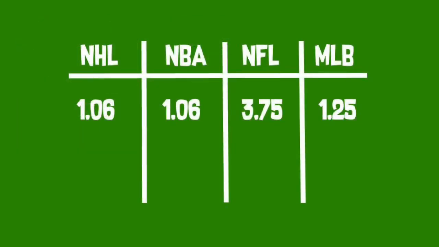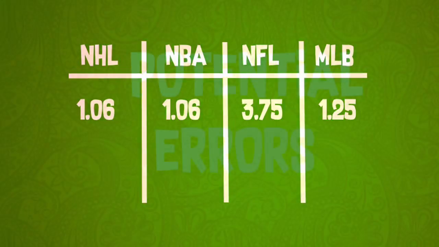For playoff wins, it was pretty much the exact same process as regular season wins. I just took the average amount of wins they can take, and then divided that by the common denominator that I chose, which for a playoff win I chose is 15. And then that left me with NHL and NBA at 1.06, having the exact same playoff format. The NFL at 3.75 for a win, and MLB 1.25 for a win.